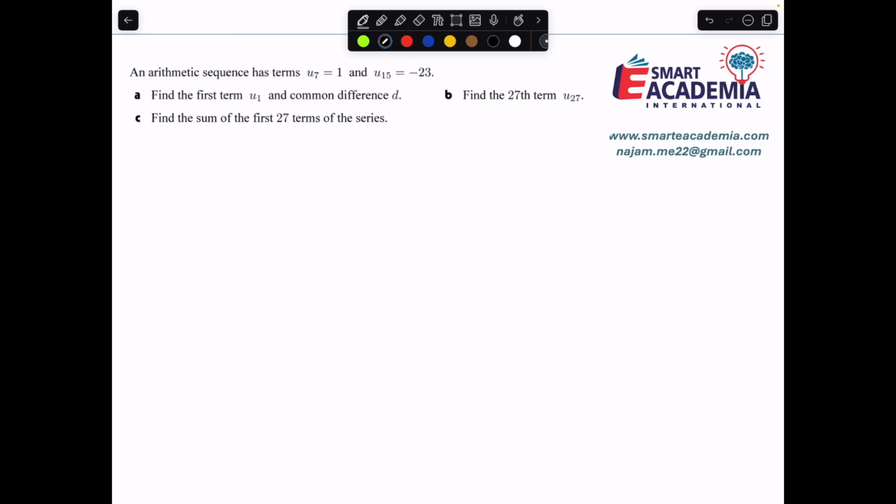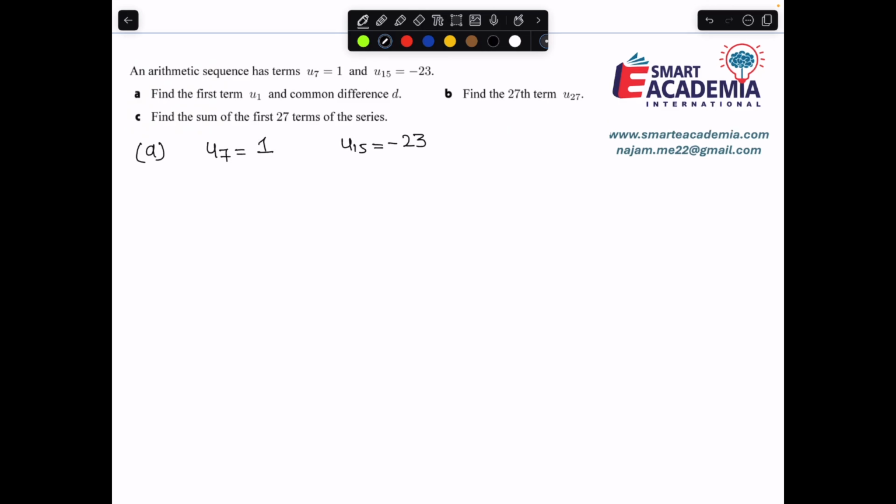Now let's do another question, which is a bit more tricky as we move downwards to different questions. In this question, it says an arithmetic sequence has terms u7, the 7th term, as 1, and u15, the 15th term, as negative 23. It wants you to find the first term u1 and the common difference d.